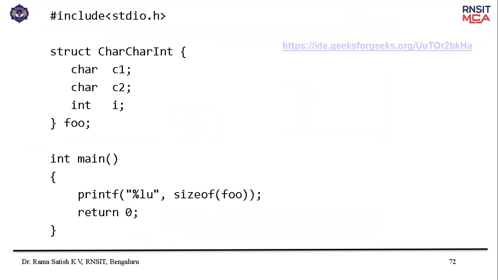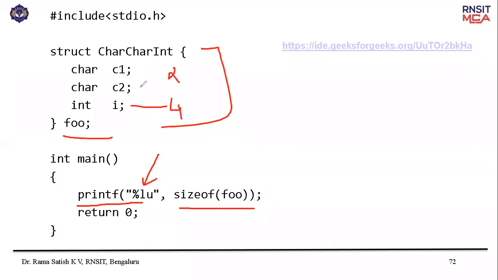Look at here, struct char int. So what is this doing? You're defining a character and an integer as the members of a structure. The name of the structure is char int. And there is a variable that you are going to create for this structure, that is foo. So when I say printf long unsigned integer, that is the size of this structure, sizeof foo, it will return a long unsigned integer. It will give 4 bytes plus 2 bytes plus 2 bytes, because 2 bytes are padding. So totally it will display 8.